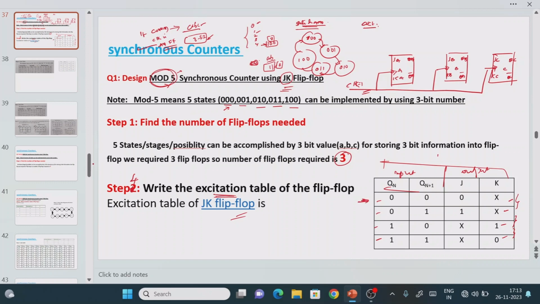Now if you observe here, this excitation table is for how many flip-flops? This excitation table is for a single JK flip-flop, right? Now if you observe our logic diagram, how many JK flip-flops do we have? 3 are there. So if 3 are there, how many excitation tables do we need to draw? Remember, this is only a single excitation table of the JK flip-flop. As per our circuit diagram, we have 3 JK flip-flops. It means we need to represent 3 excitation tables, for this one, this one, this one, right?